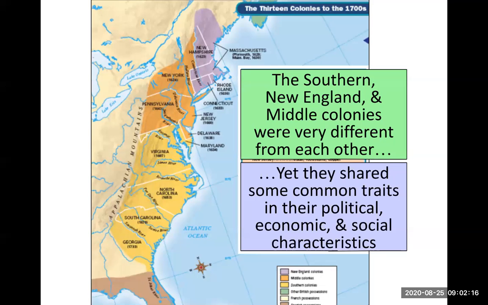So Southern, New England, and middle colonies are incredibly different from each other, yet they do share some common traits, particularly when you look at what you can abbreviate as PES: political, economic, and social characteristics. That is essentially what we're going to look at today. We're going to look at colonial government. We're going to look at colonial economics. We're going to divide Southern economy and Northern economy. And then social characteristics will focus on colonial religion.